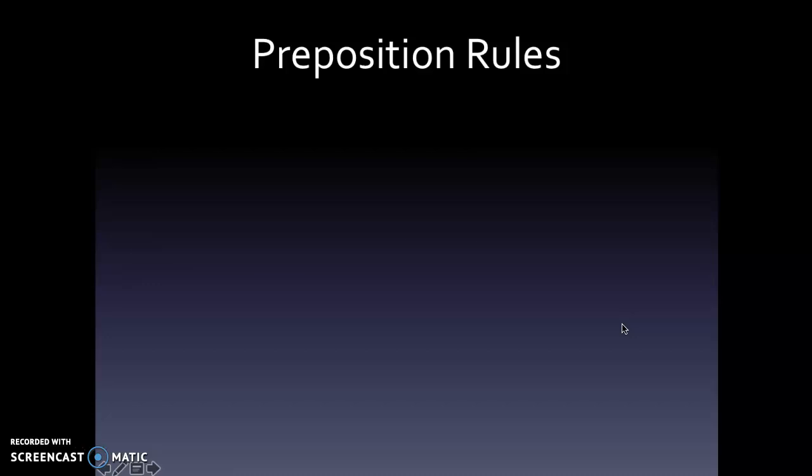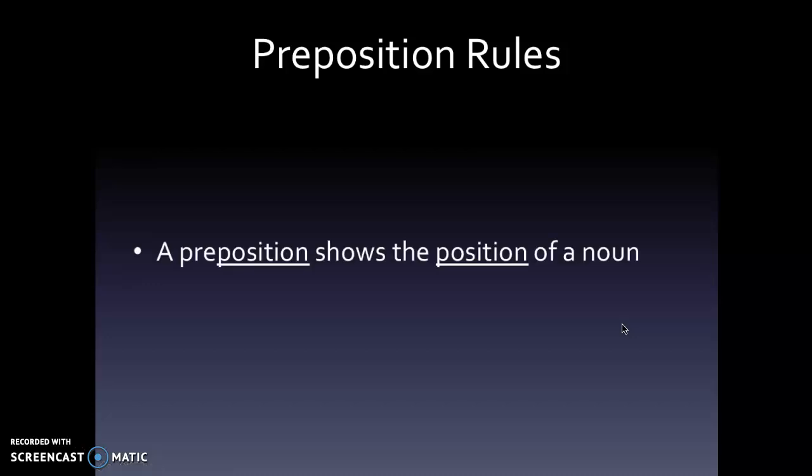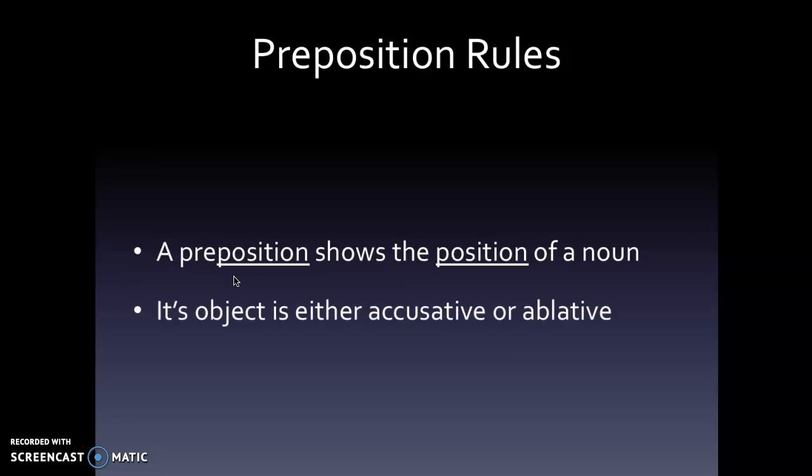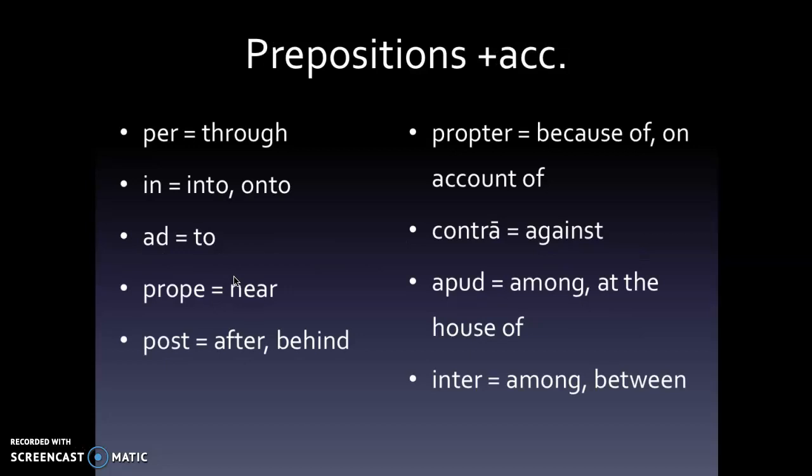First of all, some preposition rules. A preposition shows the position of a noun. You can actually see the word position in the word preposition. And what we mean by that is it can show the location of a noun to another noun in the sentence. So on the table, around the table, under the table. It doesn't always work. Sometimes you can be talking about the table. About the table is still a prep phrase. Its object is either accusative or ablative.